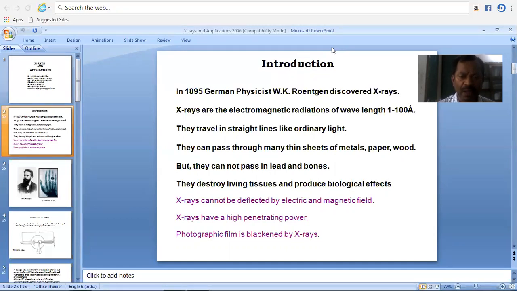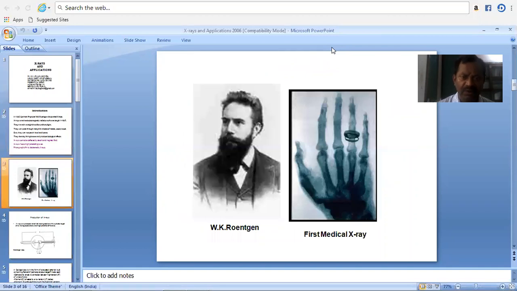They destroy living tissues and produce biological effects. X-rays cannot be deflected by electric and magnetic fields. X-rays have a high penetrating power. Photographic film is blocked by X-rays. So this is Rontgen and the first medical X-ray photo here. This photo is Rontgen's wife's photo.